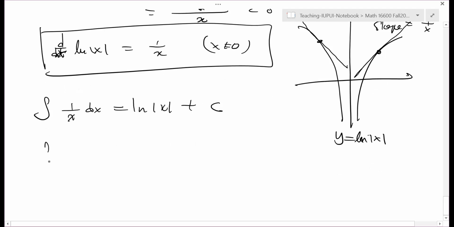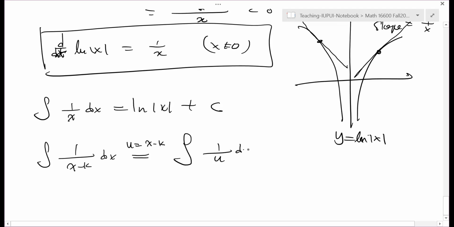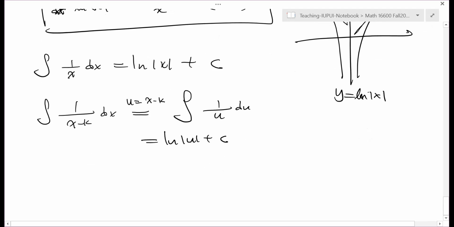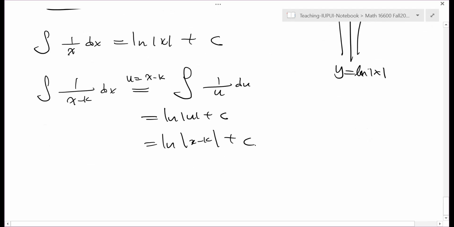And sometimes, if you have modified the function a little bit, you can use a substitution. u equals x minus k. Then that's 1 over u du, right? du equals dx, 1 over x minus k. So this can be the natural log of absolute u plus c, and we're done. So you just need to put x minus k into the natural log to get the antiderivative.